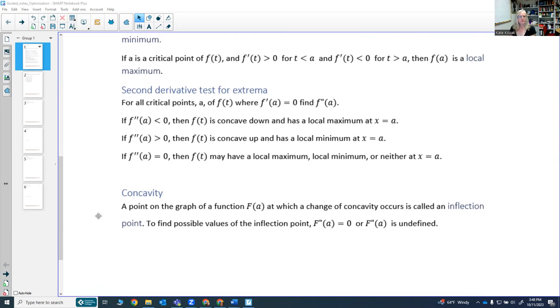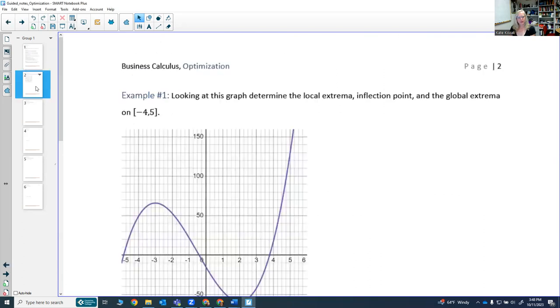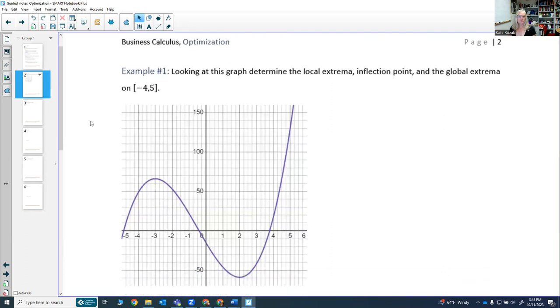Concavity: a point on the graph of a function f of a at which the change of concavity occurs is called an inflection point. Possible values of the inflection point are where f double prime of a equals 0, or f double prime of a is undefined. So let's do an example.